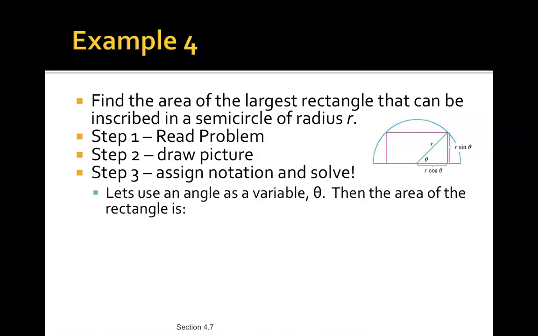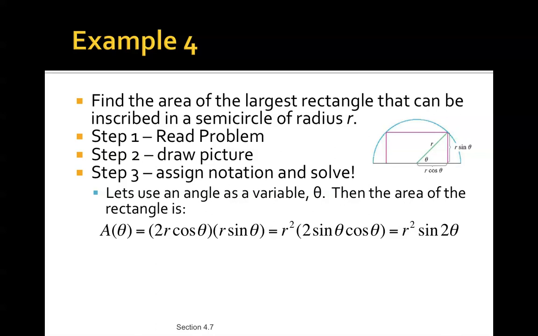Assign notation and solve. Let's use an angle as a variable, theta. Then the area of the rectangle is 2r cosine theta times r sine theta. Correct? Because if this is r cosine theta, we need 2 of those, 2r cosine theta, times our side length, r sine theta. And that is going to equal r squared times 2 sine theta cosine theta, which equals r squared sine 2 theta.